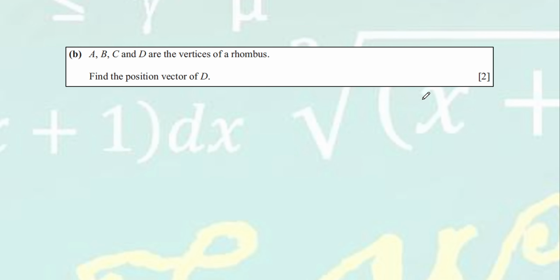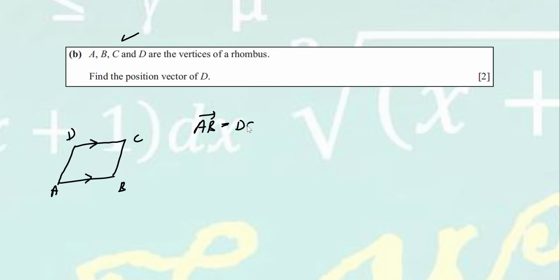Okay, now b. A, B, C, D are the vertices of a rhombus. Find the position vector of D. Okay, so we just simply sketch, but in this order A, B, C, D. So let's say A, B, and then C, D. In the order A, B, C, D. Okay, rhombus. So it means that they are parallel to each other. So I will say that AB equals to DC.